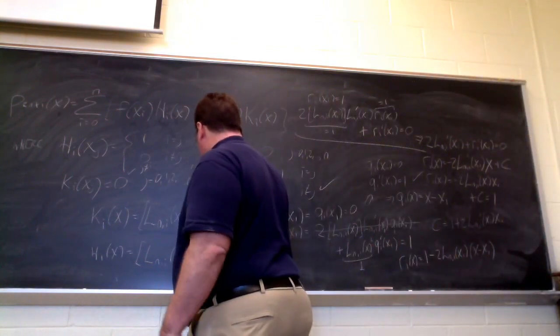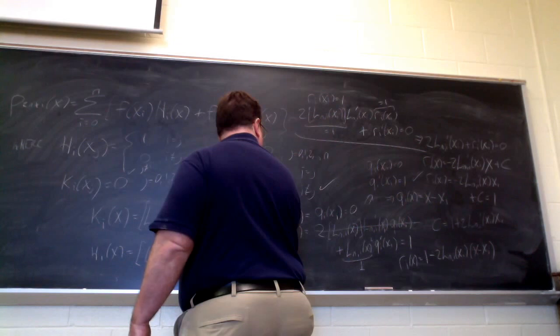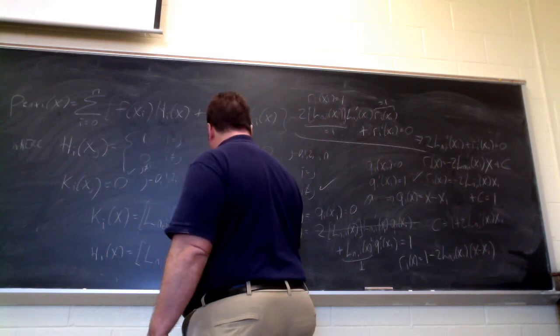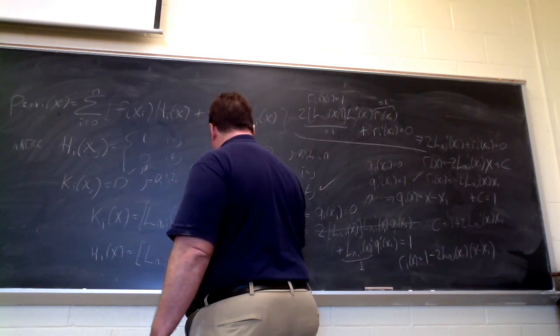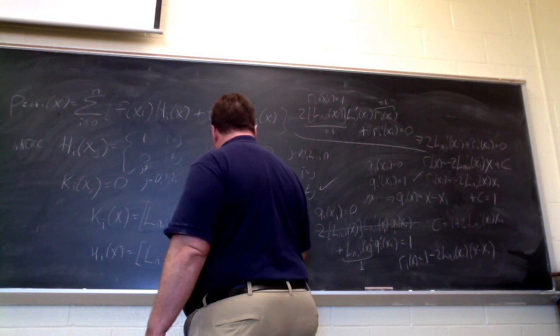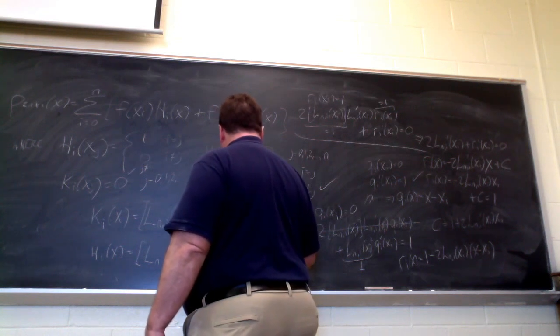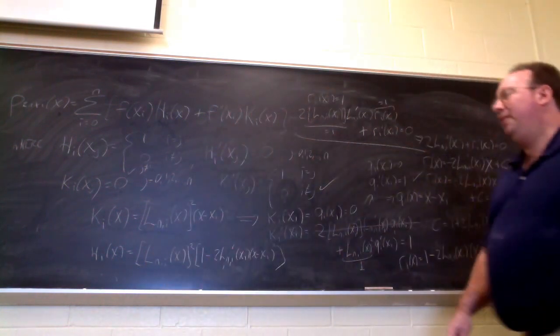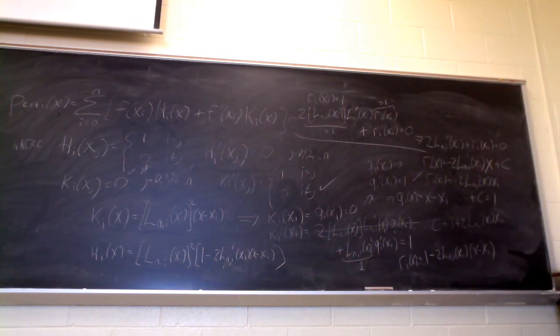It's this: 1 minus 2 Lagrange prime x_i, times x minus x_i. Yeah, because in the textbook, most formulas for k's and h's they just pull out of thin air, like, oh, here it is. And now we know we don't have to do that. That's good.